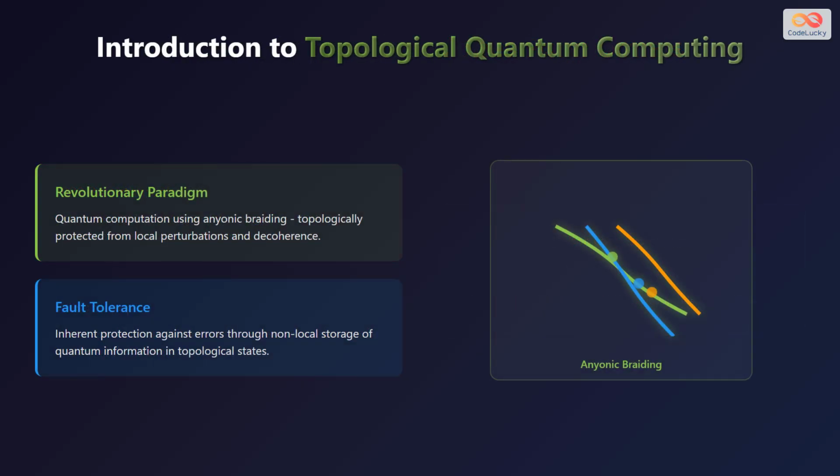Now let's explore topological quantum computing. This is a revolutionary paradigm that utilizes anyonic braiding. This is topologically protected from local perturbations and decoherence. Topological quantum computing offers inherent protection against errors through non-local storage of quantum information in topological states. This makes it a promising approach for building more reliable quantum computers.